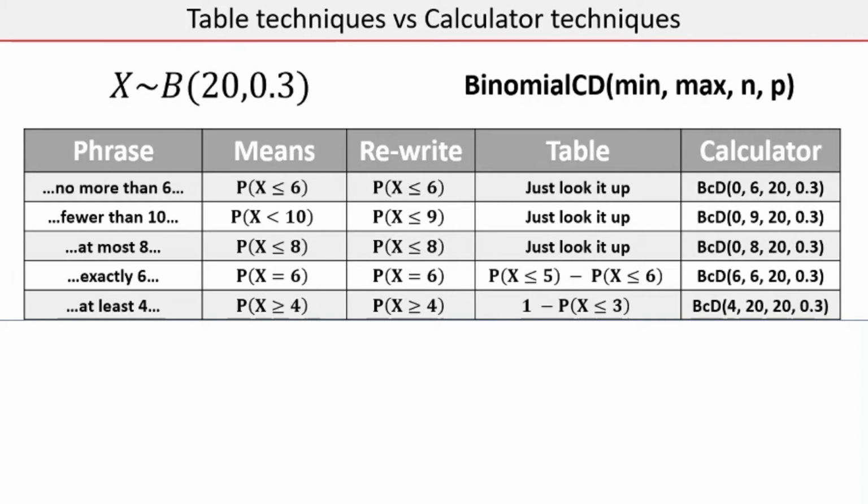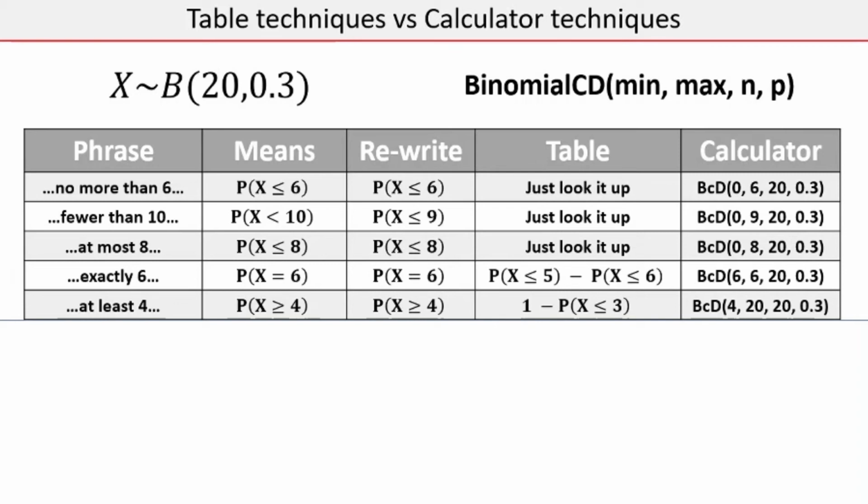The less than or equal to 3 part we can look up in the tables and we'll subtract it away from 1. Okay, so a few more steps when working with the tables. In your calculator, the smallest number I'm interested in is 4. The largest number I'm interested in is 20, since there were only 20 trials. So that's the maximum number of successes we can have. BCD, 4, 20, another 20 for the n, and a 0.3 for the p value.